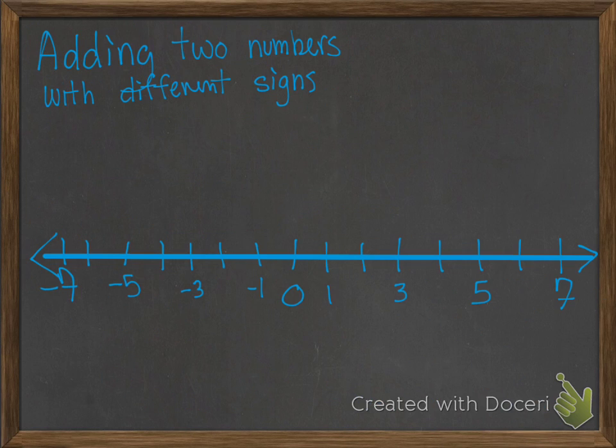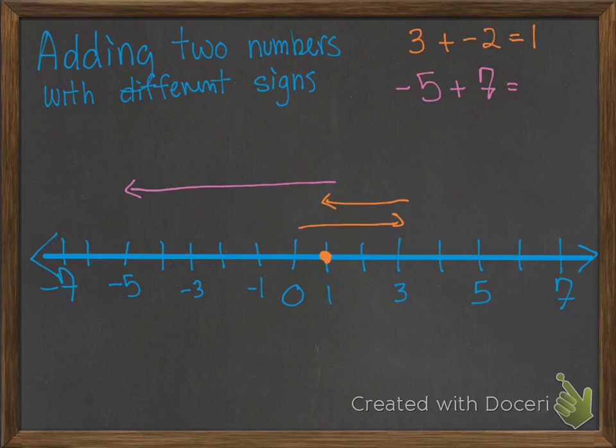All right. So the other case is adding two numbers with different signs. We'll walk through two examples really quickly. 3 plus negative 2. You start off at 0. You move to the right 3 because 3 is positive, and then you're adding negative 2. Negative numbers go to the left, so you move 2 to the left. So where are you? You're at positive 1. So 3 plus negative 2 is positive 1. Same thing for negative 5 plus 7. Start off at 0, moving 5 to the left because it's negative, and now you're going to move 7 to the right because you're adding a positive. So where are you? You're at positive 2.